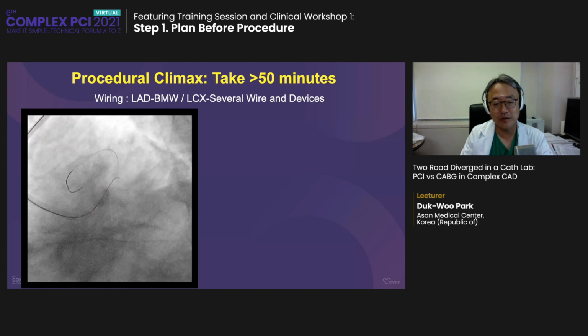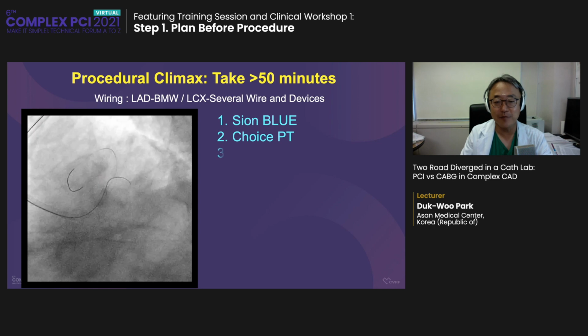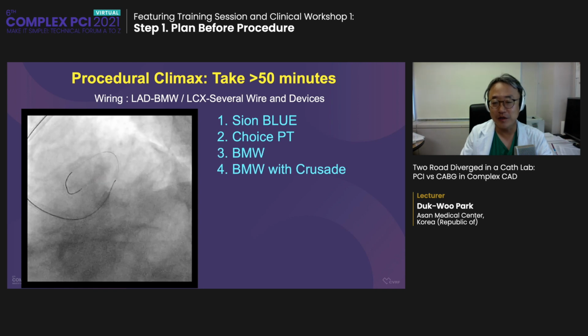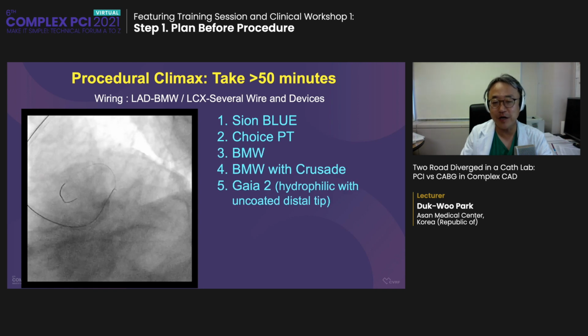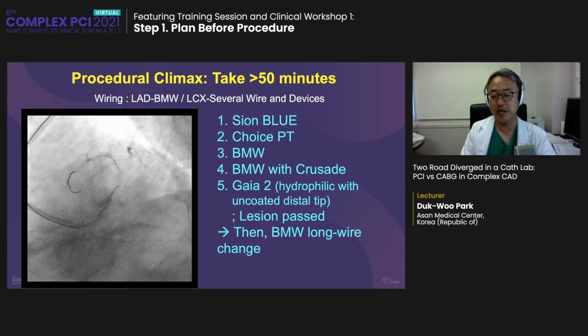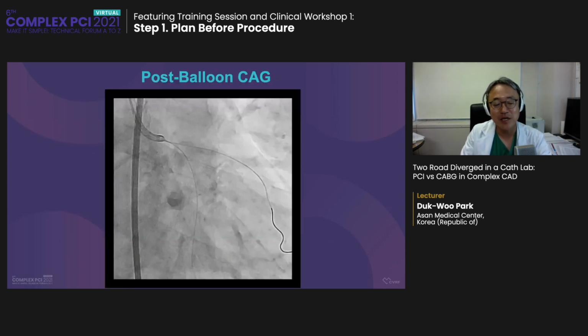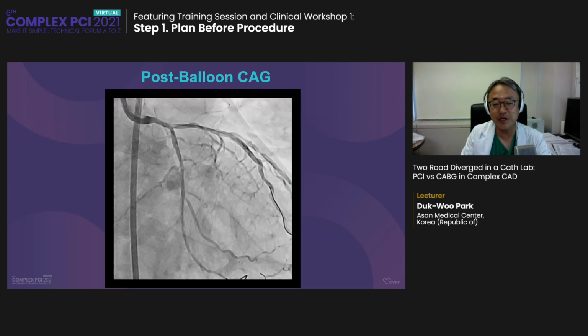Although the wiring was very difficult, taking more than 15 minutes, we used the Sion Blue, Choice PT wire, and BMW wire. Crusade failed, and finally we used Gaia Second, hydrophilic. This is a real CTO wire, and the lesion was successfully passed, and the BMW long wire was exchanged. It took 15 minutes for the wire passage. And next, the procedure is very straightforward.